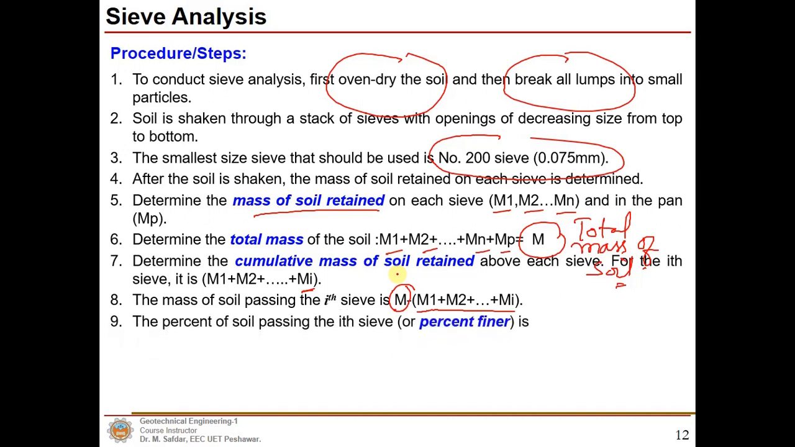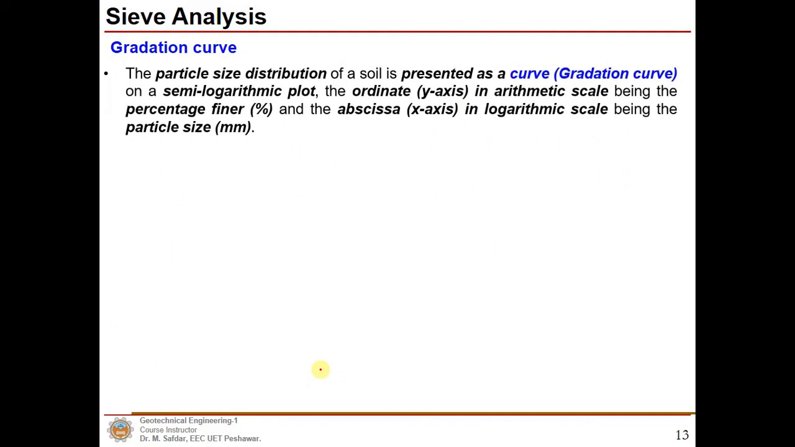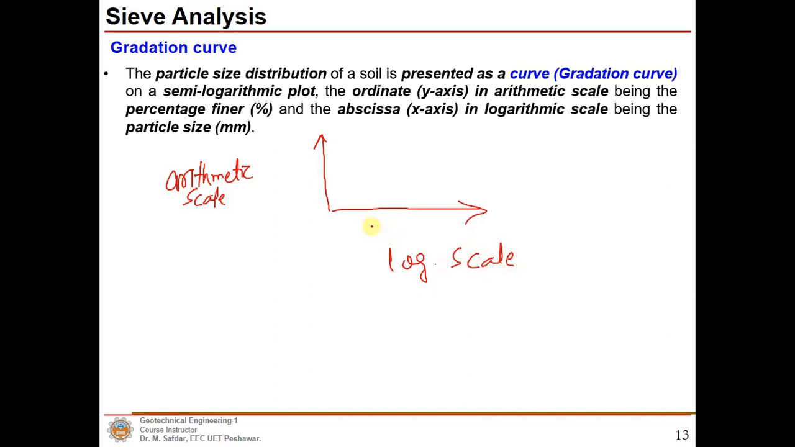The percent of soil passing the ith sieve, or we can call that as percent finer, can also be calculated using this equation. So percent finer is equal to total mass minus the mass of the soil retained on the first sieve, second one and the ith one, divided by M. If you multiply with 100, you will get the percent finer. Now we need to plot a gradation curve, and the gradation curve can be plotted on a semi-logarithmic scale. So on x-axis, on the logarithmic scale, we plot particle diameter or size in millimeter, and here on the y-axis it's percent finer.